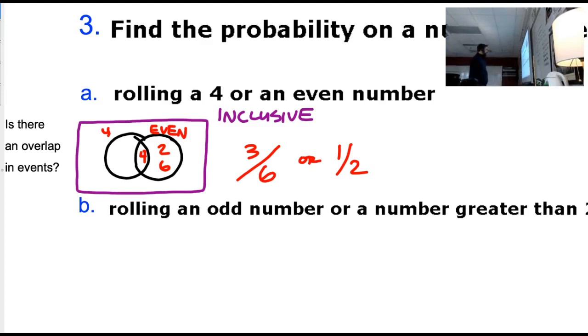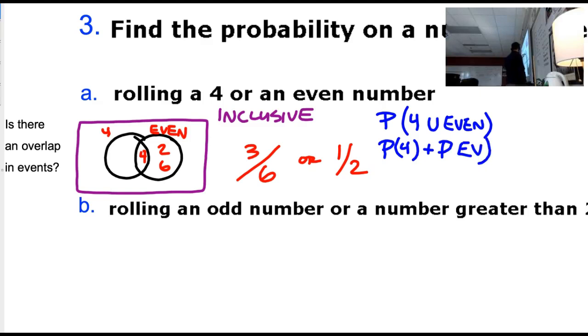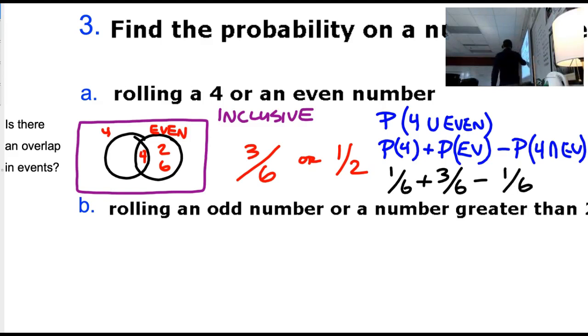I'm going to show you what this looks like if you just calculate the probabilities separately. So let's say the probability of 4 or even is going to be, since it's inclusive, the probability of 4 plus the probability of even. And then since they're inclusive, you have to do minus the probability of 4 and even. Okay, so probability of 4 is going to be 1/6. Probability of even is 3/6 minus the probability of even and 4 is that 1/6 again. So you'll see 1/6 plus 3/6 minus 1/6 gives you still 3/6.